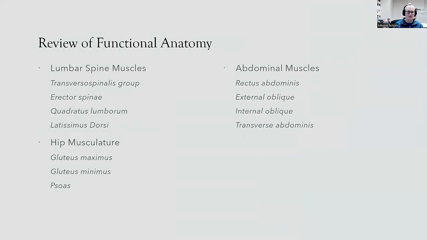The review of functional anatomy. This includes the lumbar spine muscles such as the transversospinalis group, erector spinae, quadratus lumborum, and latissimus dorsi. The hip musculature, including the gluteus maximus, gluteus minimus, and psoas, and the abdominal muscles, including the rectus abdominis, external oblique, internal oblique, and transverse abdominis.